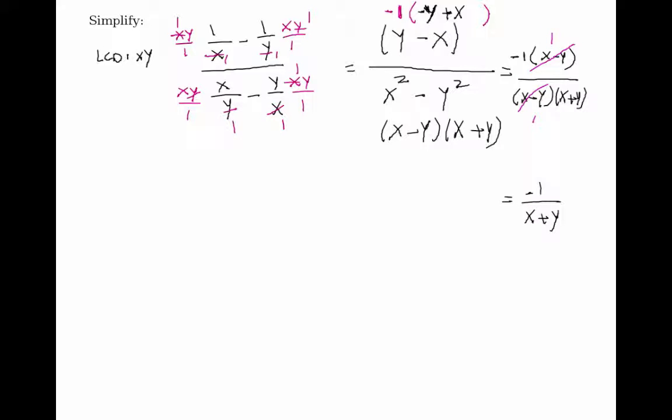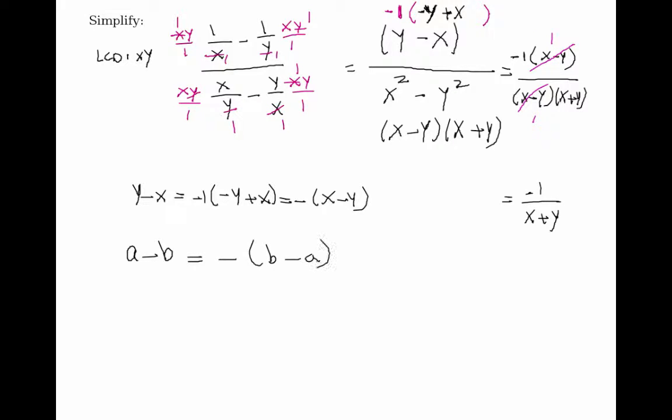So you notice that if I have y minus x, I can factor a minus 1 and write this as minus x minus y. In general, if you have a minus b, you can write it as minus b minus a. So in your expression, when you have y minus x and x minus y, if I factor a minus 1 from either of these two, then I can reduce them to equal minus 1.